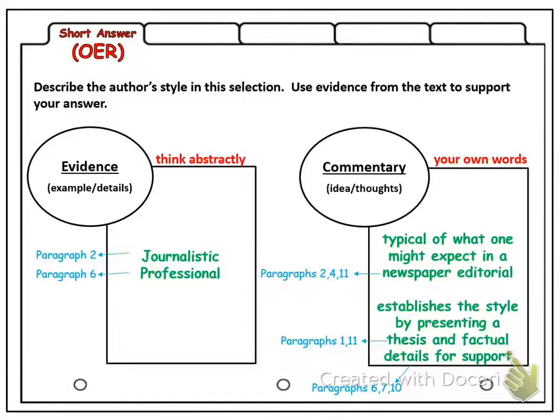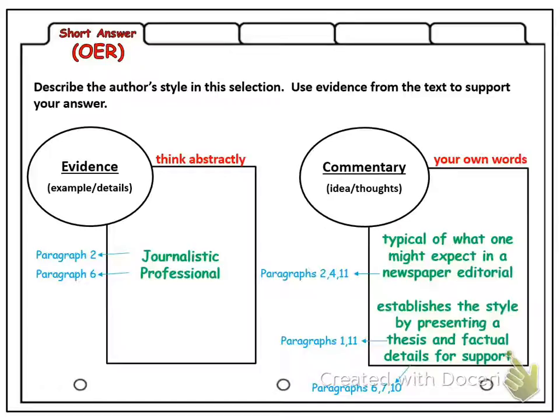So now I've got to make a plan. How am I going to answer this? So this is my brainstorming page. I want to prove that I understood what I read, but I want to make sure that I give my own ideas. I'm going to think abstractly here.